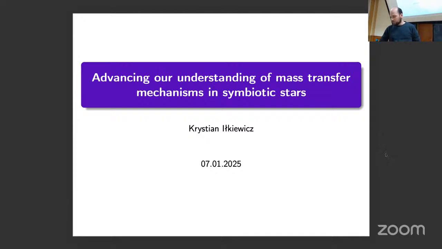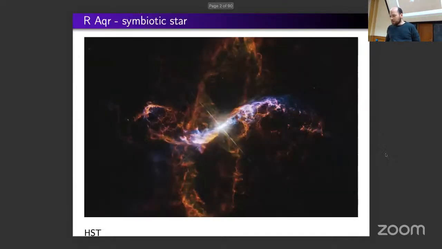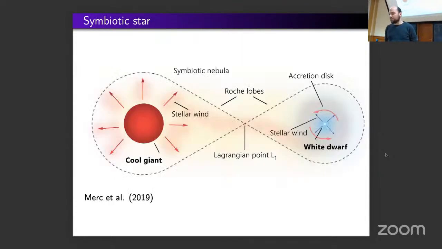I will talk about symbiotic stars. Symbiotic stars are very fun objects. They can have jets, various kinds of outflows, outbursts, and so on. But what are they really? They are just a binary star consisting of a cool giant and a white dwarf. And the white dwarf is accreting matter from the red giant, typically through wind accretion, but sometimes through Roche lobe overflow.